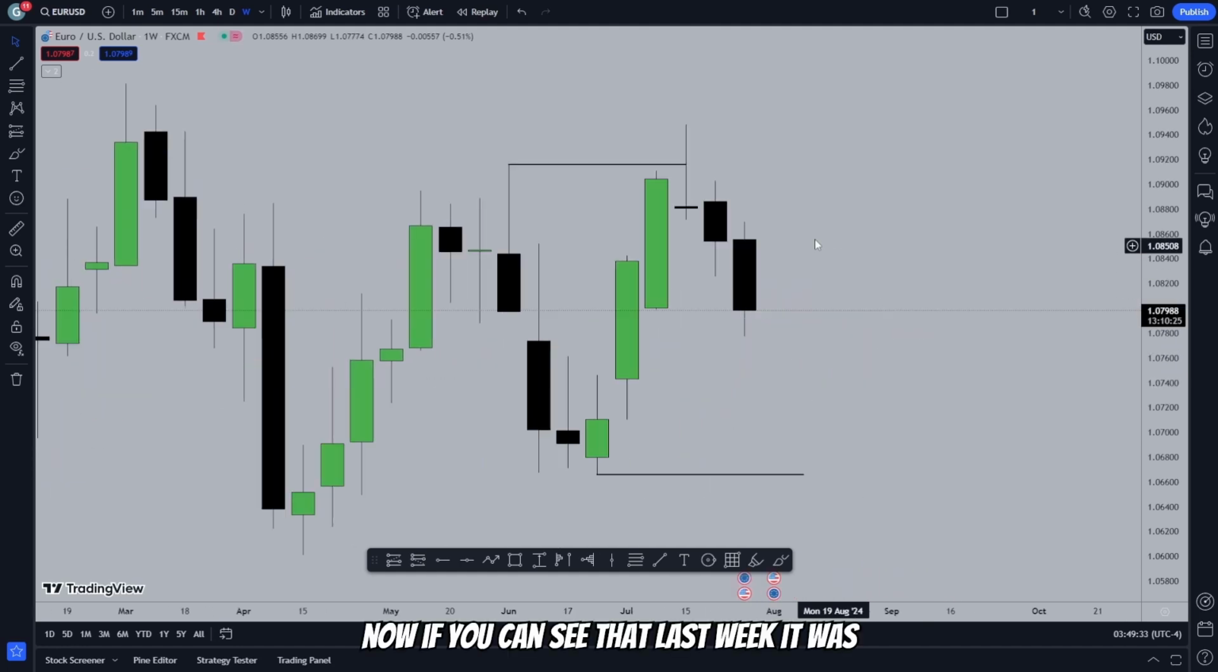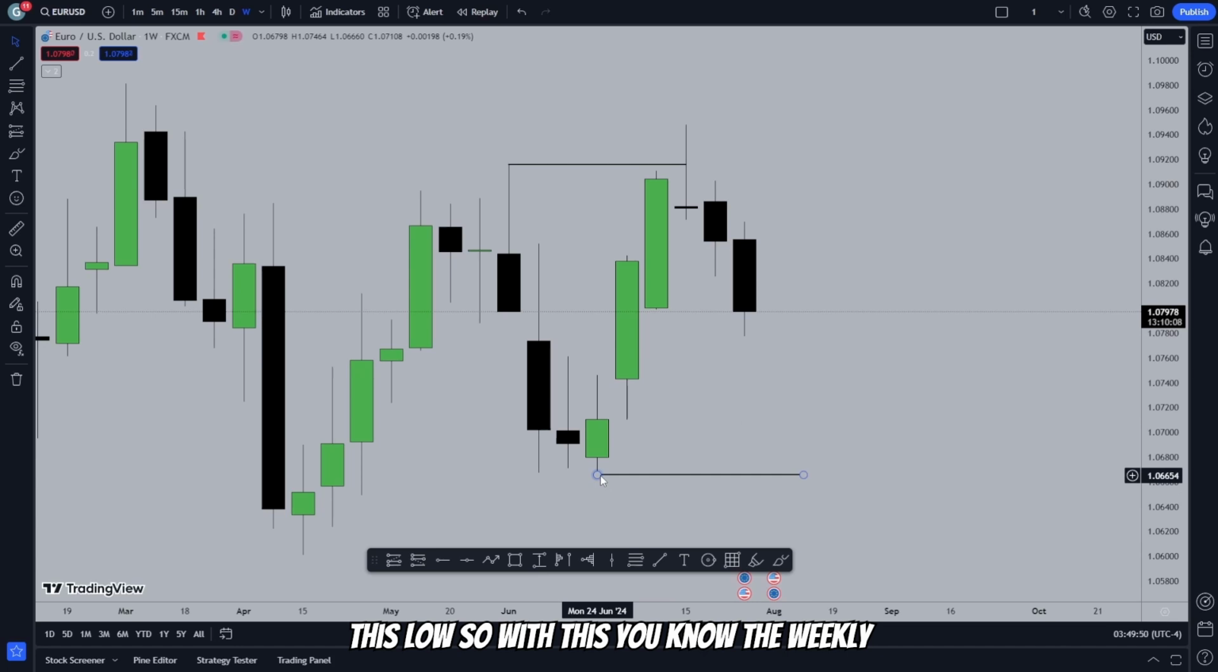Now if you can see that last week it was bearish, so what we are expecting this week is that this week will also be bearish. And then we'll be expecting the week after this to be bearish too, till the price goes and takes this low. So with this you know the weekly bias.